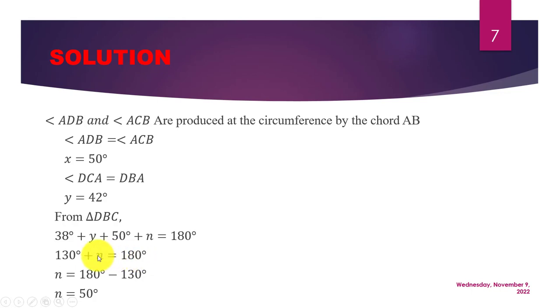Now we want n. So we take the additive inverse of 130. Thus, we are subtracting 130 from the left hand side and 130 from the right hand side. So when you subtract 130 degrees from 180 degrees, we get n to be 50 degrees.